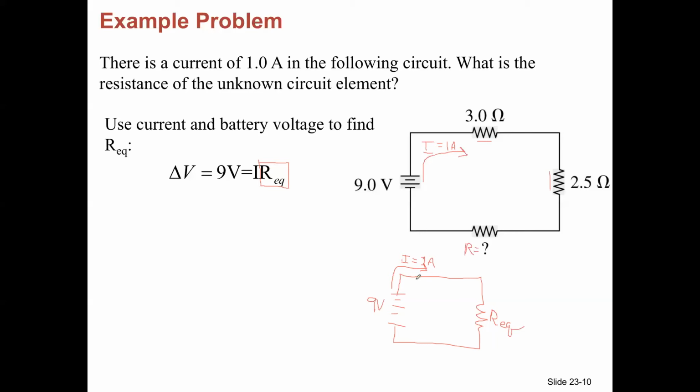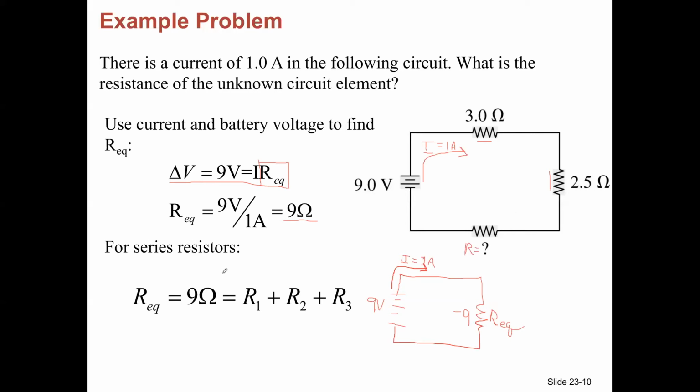And we could use Ohm's law to now find the equivalent resistance. So we have a 9-volt difference, a 9-volt loss on this equivalent resistor, and a 1 amp current. That means the equivalent resistor must be 9 ohms. But we know, since all 3 of these are in series, that these 3 resistances must add up to the equivalent resistor. That gives us enough information to solve for this unknown resistance R3.